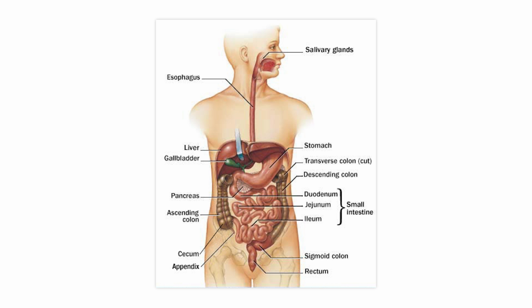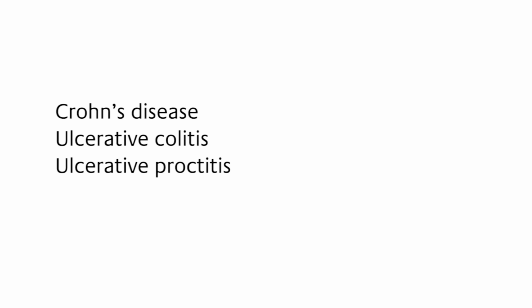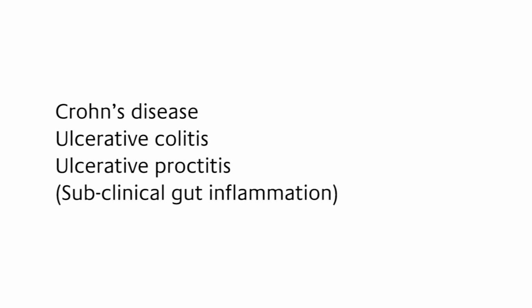So gut inflammation is also quite common in ankylosing spondylitis, and there are different forms of gut inflammation. The classic, very obvious form of inflammation is in the setting of Crohn's disease and ulcerative colitis. You can also get a limited form of that ulcerative colitis called ulcerative proctitis, and this is inflammation of the small or large bowel or both.